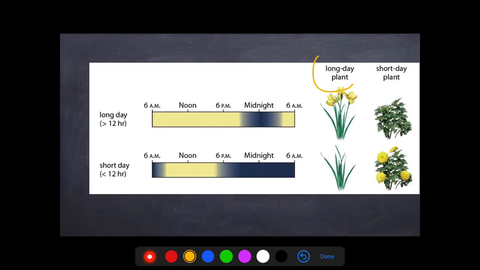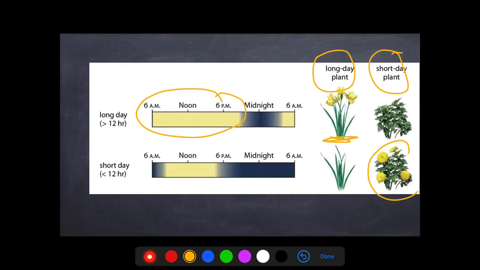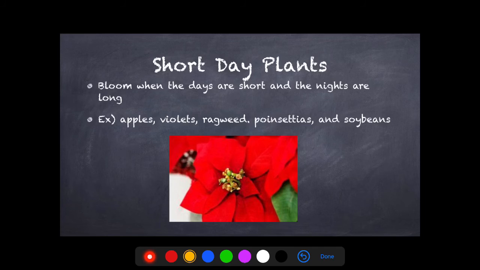So there are some plants called long day plants, and then there are some called short day plants, meaning long day plants like to have a lot of sunlight in order for them to bloom. You can see that this looks like some kind of tulip or something. They bloom when there is more daytime available. But a short day plant, like this dandelion or mums or whatever, works better when there's more nighttime. Therefore, they like shorter days.